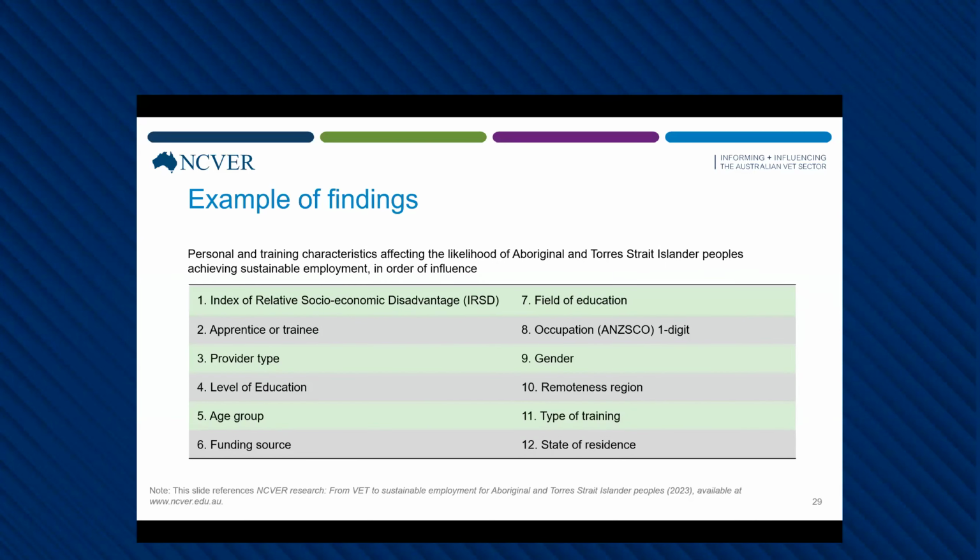A regression model was fitted to the data to estimate the effect of different student and training characteristics on the likelihood of achieving a sustainable employment outcome. The table presented here shows these factors ranked by order of influence, with the degree of disadvantage endured by students exercising the most influence, and state of residence the least. What I presented here is just a snippet of this research study, and I encourage you all to have a closer look at the findings within the final report.